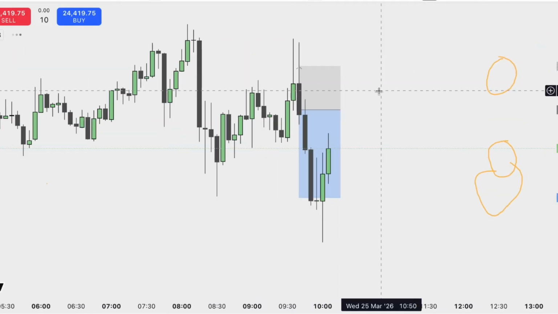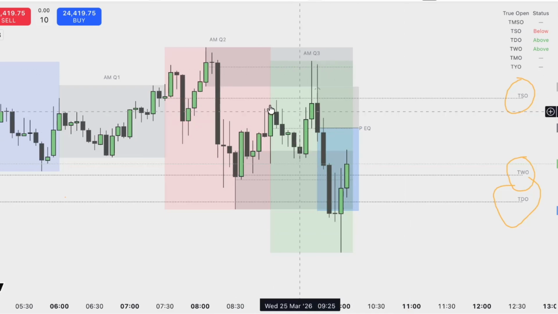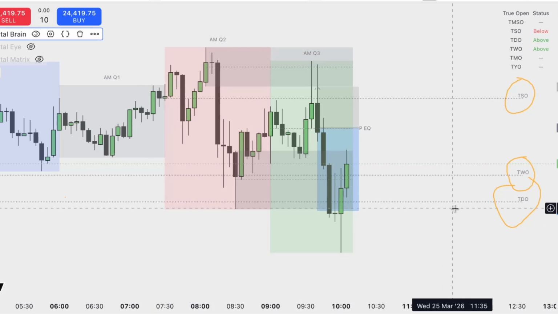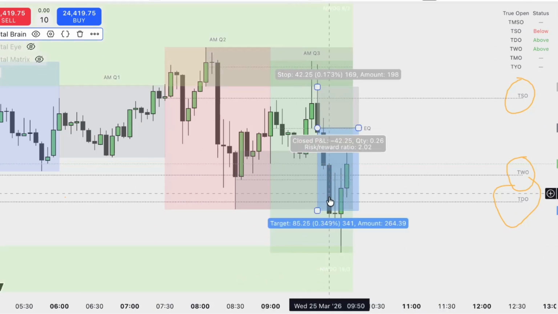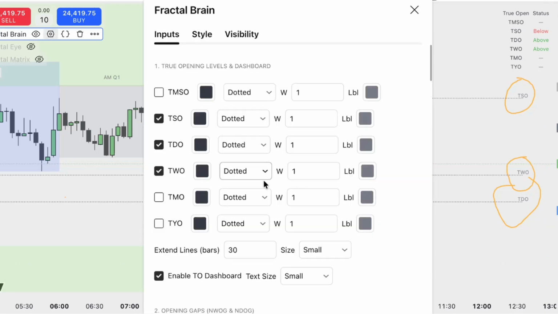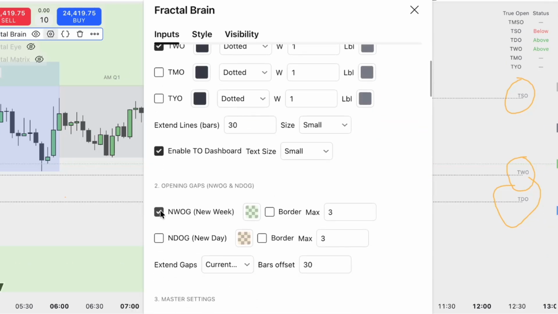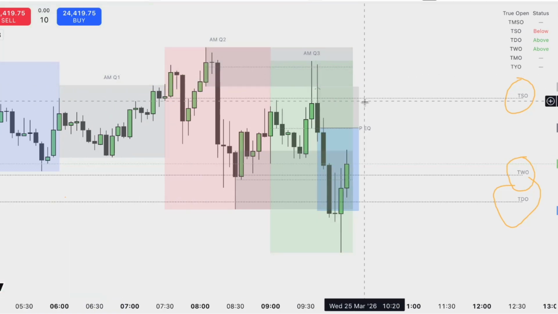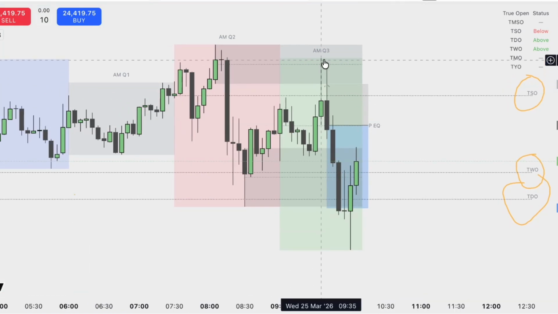In this 5 minutes, just looking at this chart without even introducing other concepts, because we could just go here, turn on new week opening gaps, and you will see the magic. We're not only inside this range, we are also inside this MWOG range, right? But for the purpose of this trade explanation, we don't need this. It's unnecessary. It's just an additional confluence.